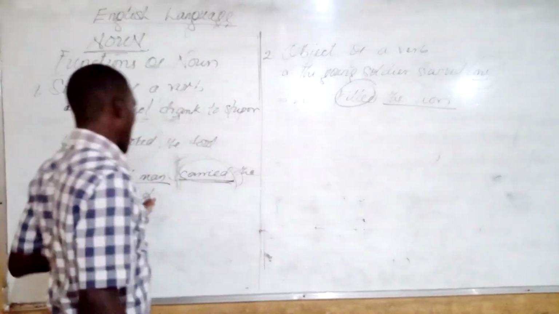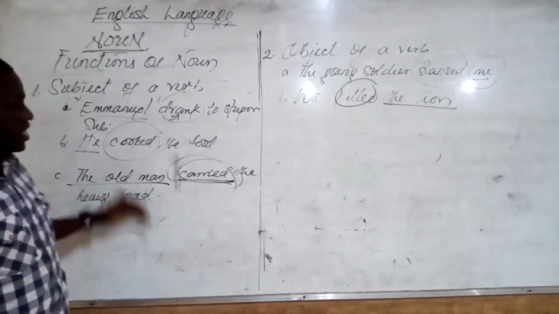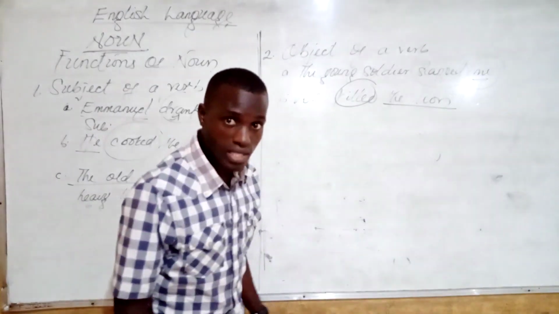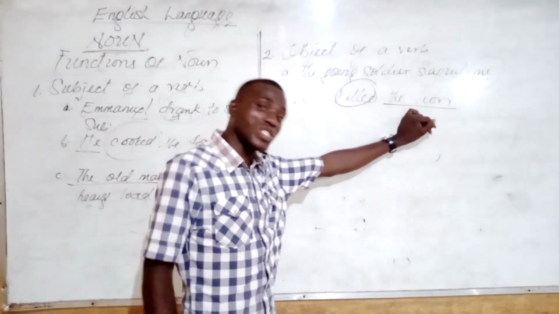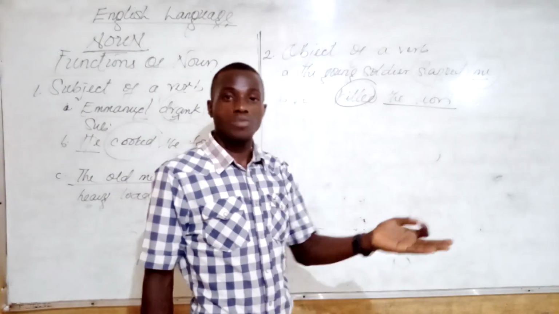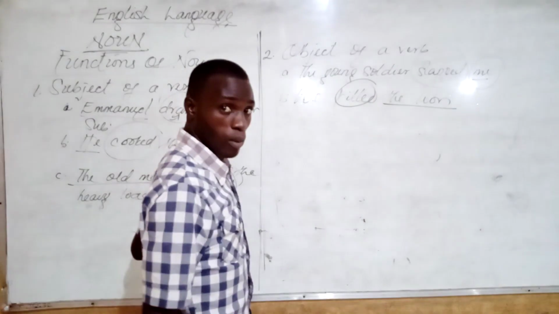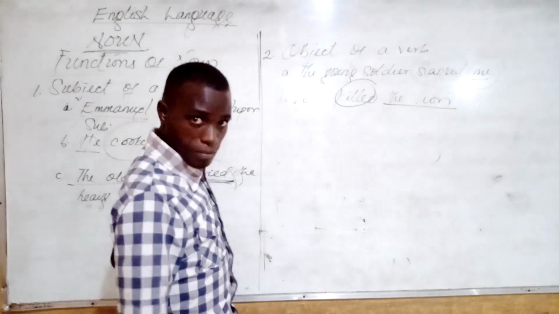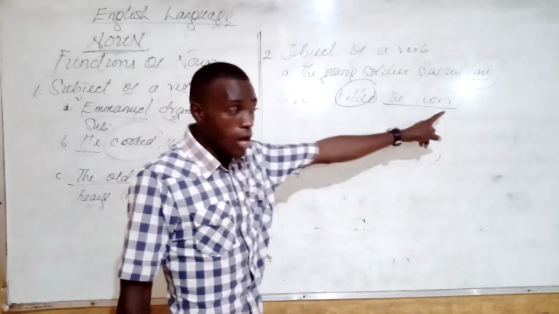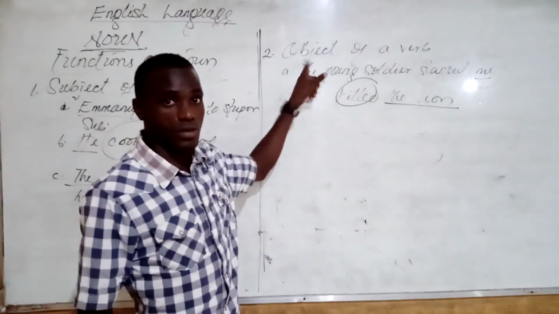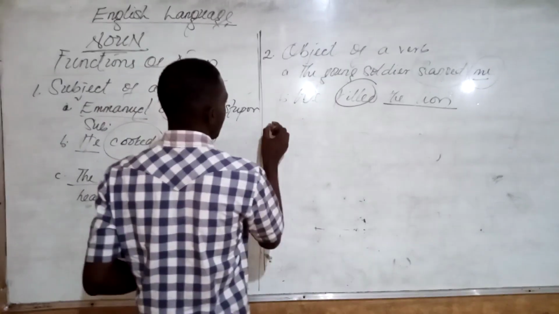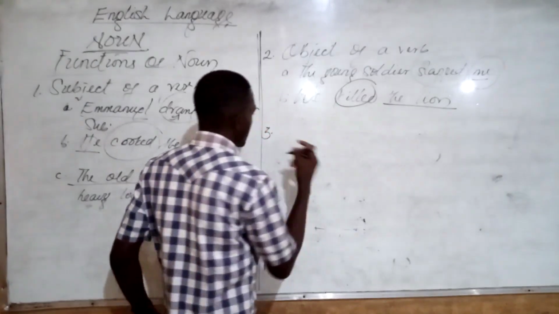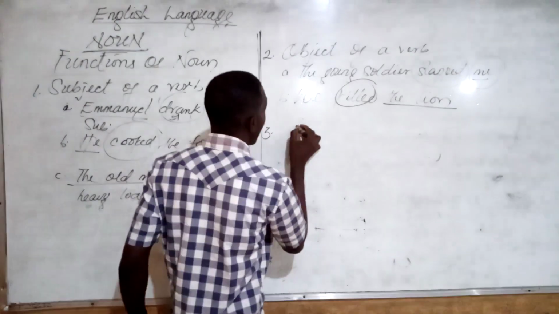Now it is just the direct opposite of the subject. If it is the performer of the action, it is going to be the subject, and if it's the receiver of that action, it is going to be the object. Subject, performer of the action, and object, receiver of the action. Subject, performer; object, receiver.